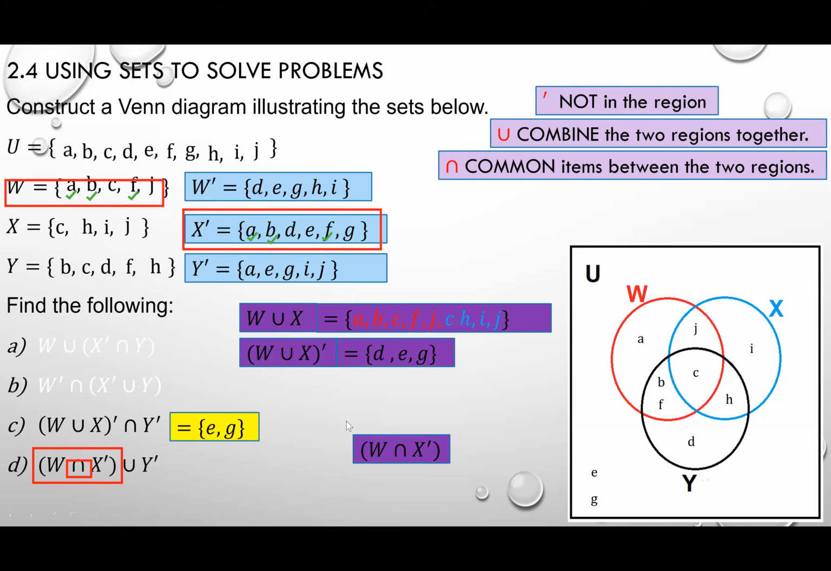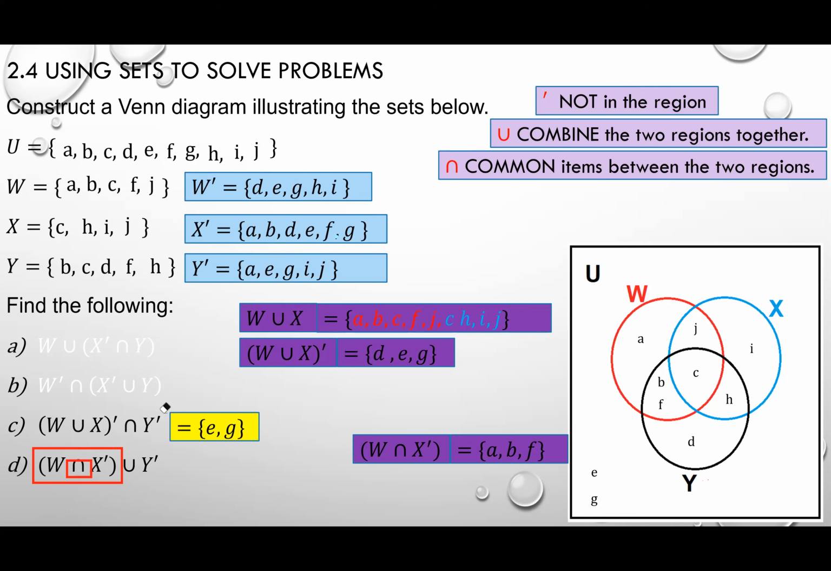What does W share with X prime? A, B, and F, right? What is in W but outside of X? So in W, which is A, B, F, C, J, we need the thing outside of X, which is A, B, F. So that's why we have A, B, F. And now, once we have that, all you need to do is take whatever item you just found and combine that with Y prime.